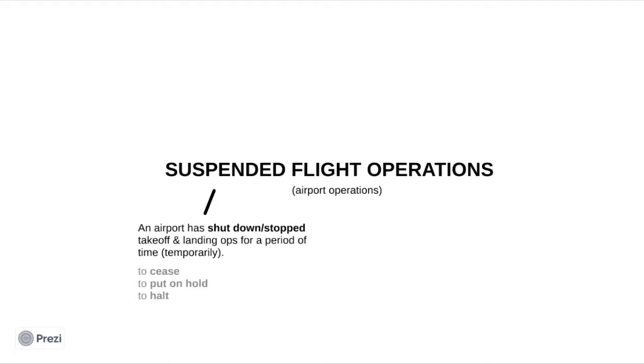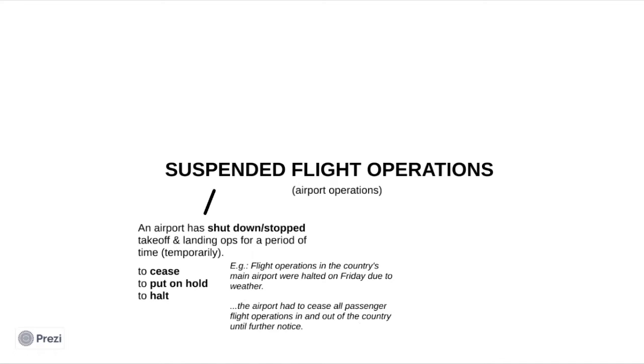The word suspended means that an airport has shut down or stopped its landing and takeoff operations for a period of time, or temporarily. You can use verbs to cease, or to put on hold, or halt, if to shut down or to stop sound too simple to you. For example, flight operations in the country's main airport were halted on Friday due to weather. Or, the airport had to cease all passenger flight operations in and out of the country until further notice. A nice alternative to suspended here is disrupted or just interrupted operations. For example, there are various reasons which can disrupt flight operations in the airport.